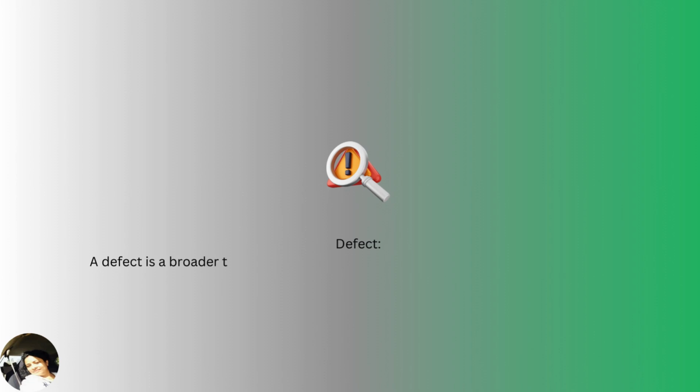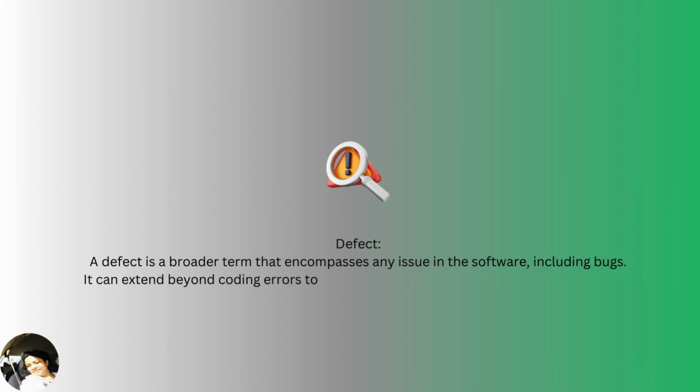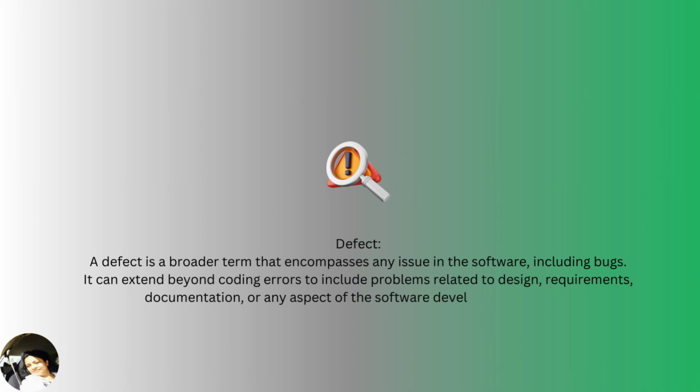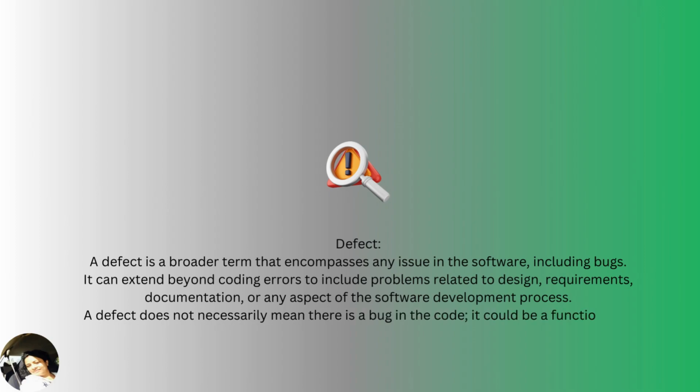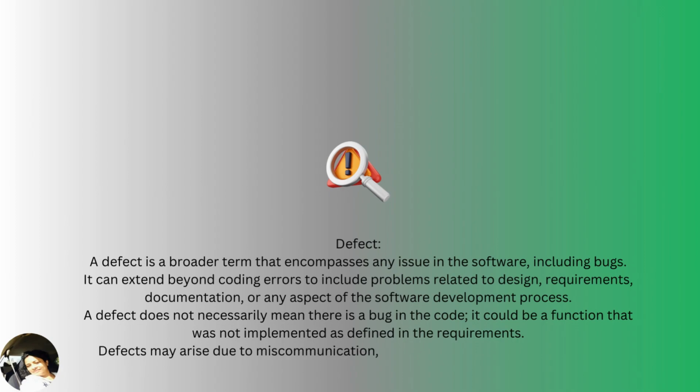Defect. A defect is a broader term that encompasses any issue in the software, including bugs. It can extend beyond coding errors to include problems related to design, requirements, documentation, or any aspect of the software development process. A defect does not necessarily mean there is a bug in the code. It could be a function that was not implemented as defined in the requirements. Defects can arise due to miscommunication, misunderstanding of requirements, or changes in the environment.